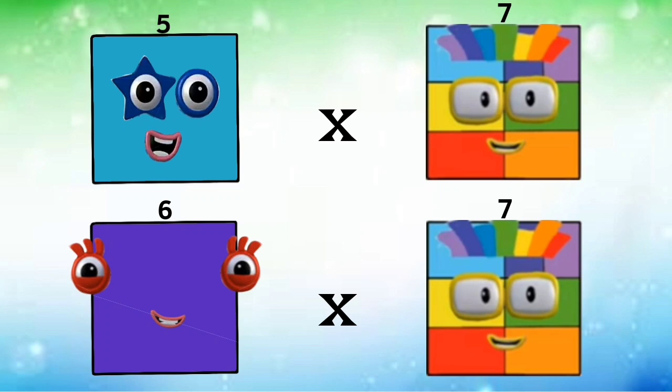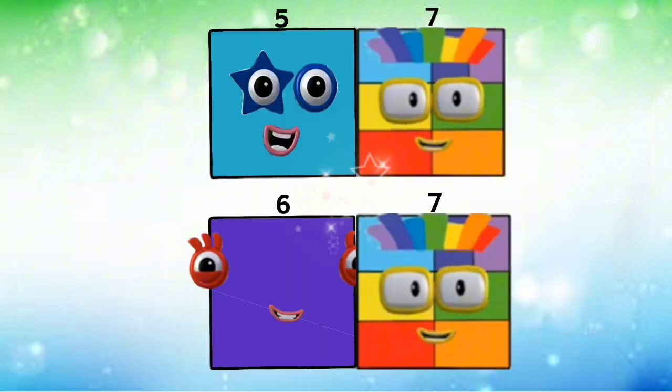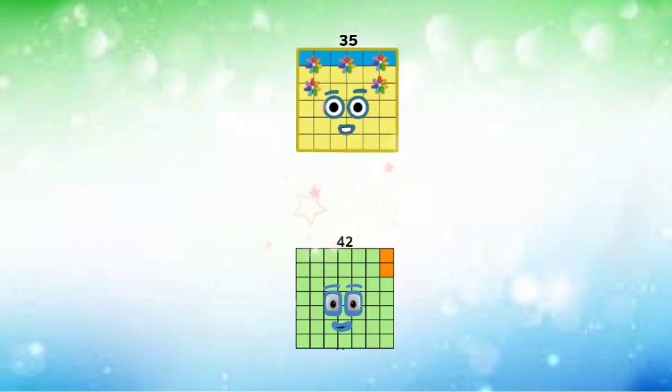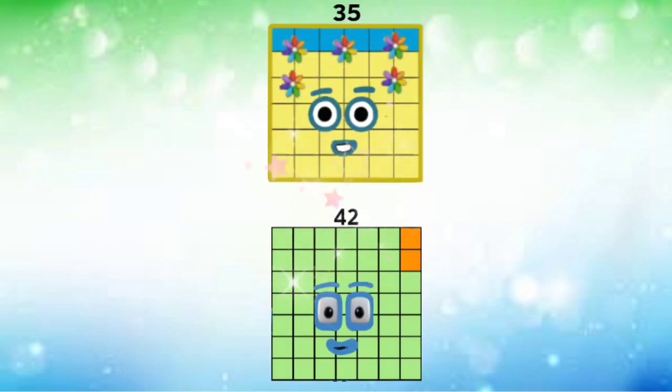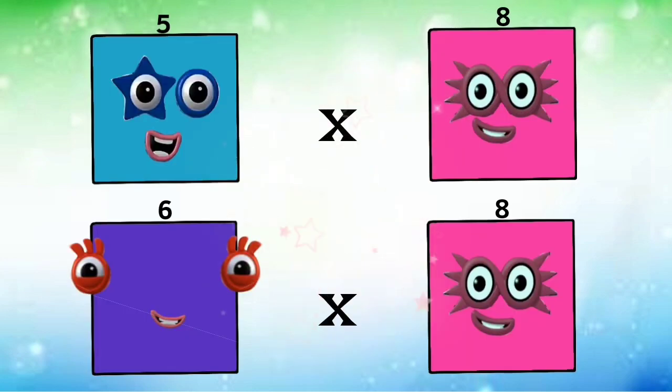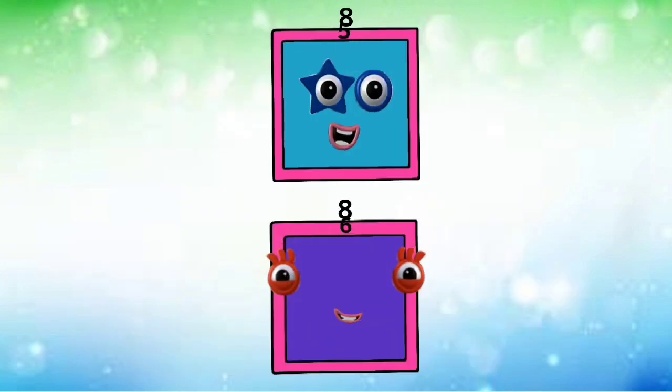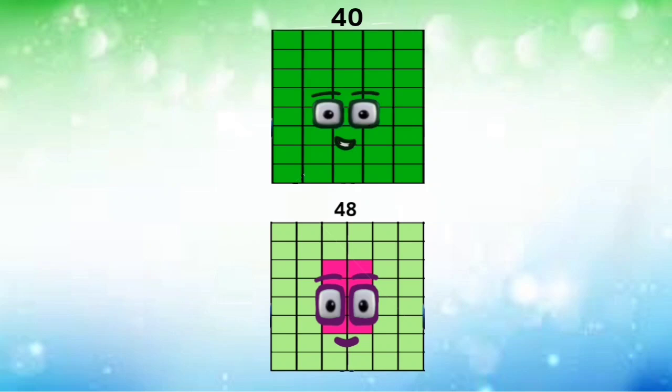5 and 6 times 7 equal 35 and 42. 5 and 6 times 8 equal 40 and 48.